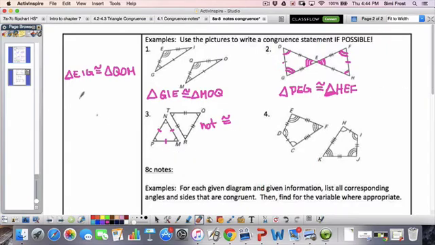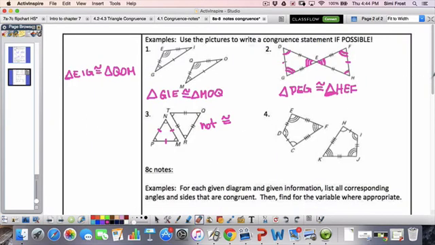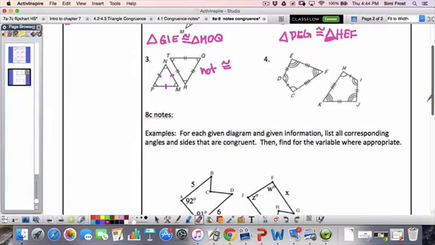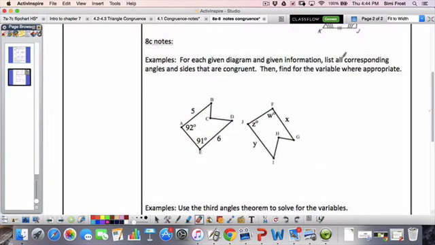Okay, on to the last objective in these notes. I'm going to flip back to the front to read it to you. I will be able to find missing values by using the property of congruent figures and their corresponding parts. So there's nothing really note-like to do with these. We just need to go ahead and do the problems. For each diagram and given information, list all corresponding angles and sides that are congruent. Then find the variables where appropriate.